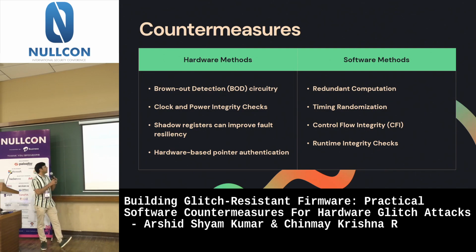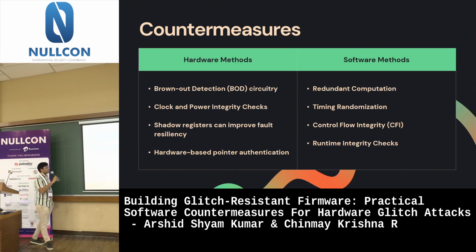You can have brownout detection circuitry, or clock and power integrity checks, or shadow registers or hardware-based pointer authentication. These are some of the hardware countermeasures that you can include in your controllers to mitigate glitch attacks. But we'll see why it's not the ideal way or the most economic way to do that.